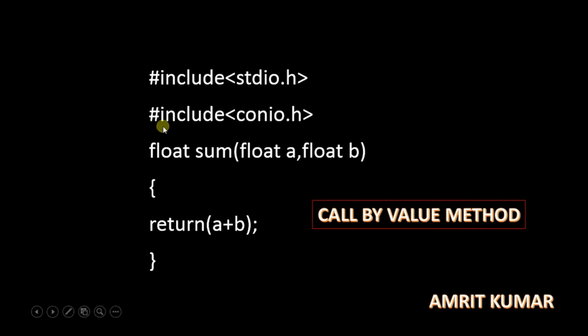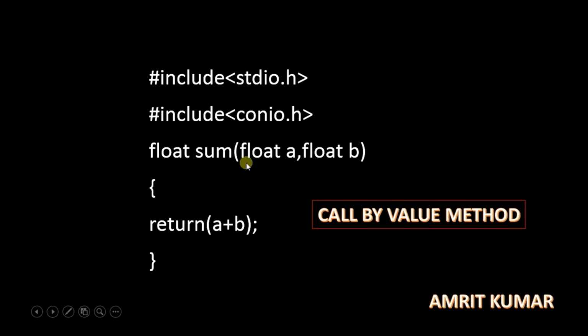So here this is a program which is actually working on the call by value method technique. Okay, so first of all we have to declare our header files, that is hashtag include stdio.h and hashtag include conio.h. Hashtag include means we are including the file stdio.h and the file conio.h in this program. Okay. stdio stands for standard input output header file and conio stands for console input output header file.